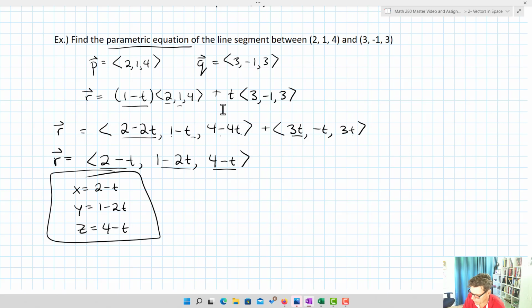Oh, you know what? I made a mistake. This should be 2 plus t, because 2 minus 2t plus 3t is actually 2 plus t. But still, same idea. We're going to take R equal to (1 minus t) times our vector P plus t times our vector Q, and then we're just going to combine our terms. And there we go.